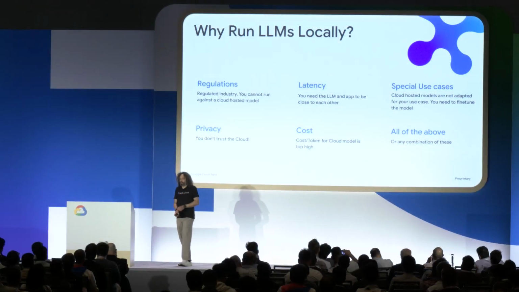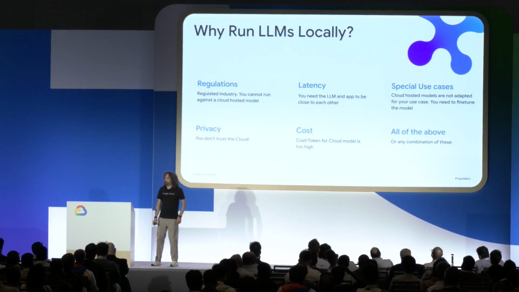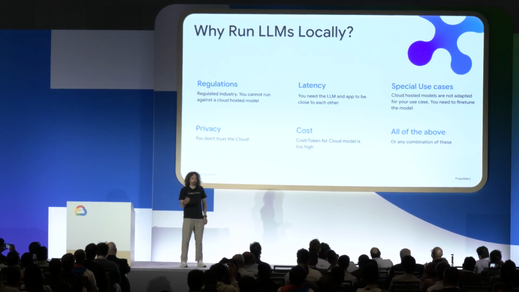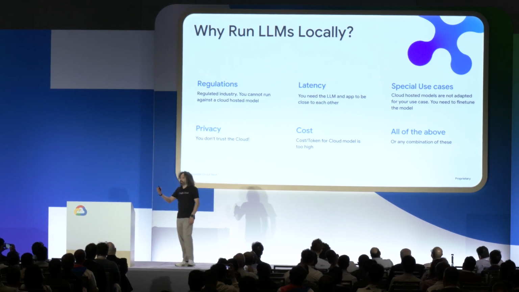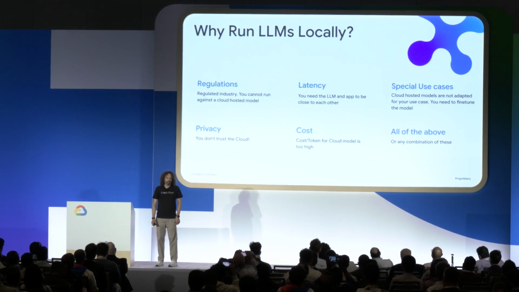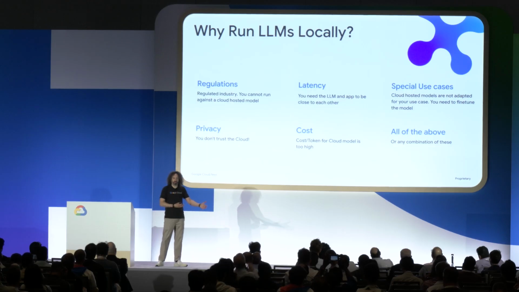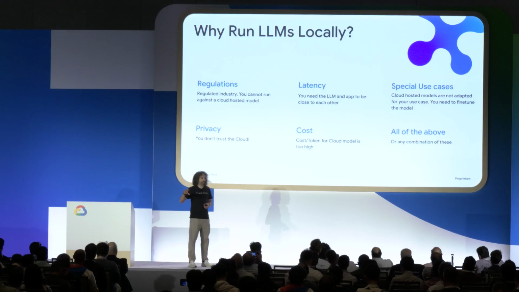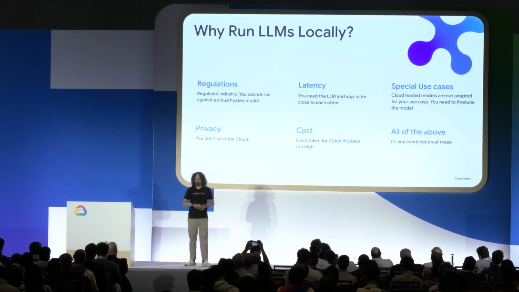So then the question is, why would you want to run your local models? Why would we not just use a cloud-hosted model like Gemini? Well, there are multiple reasons. Regulations is the biggest one. Your industry might not allow you to run cloud-hosted large language models, so then you have to run it in your own data center, right? The second one could be latency. You have to keep your app as close to the large language model as possible.